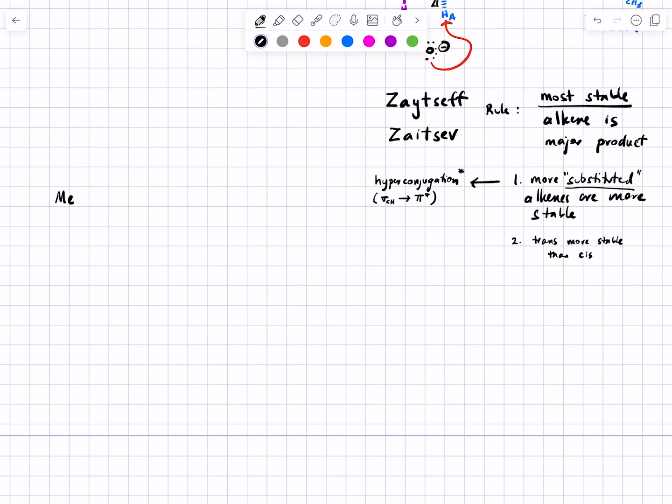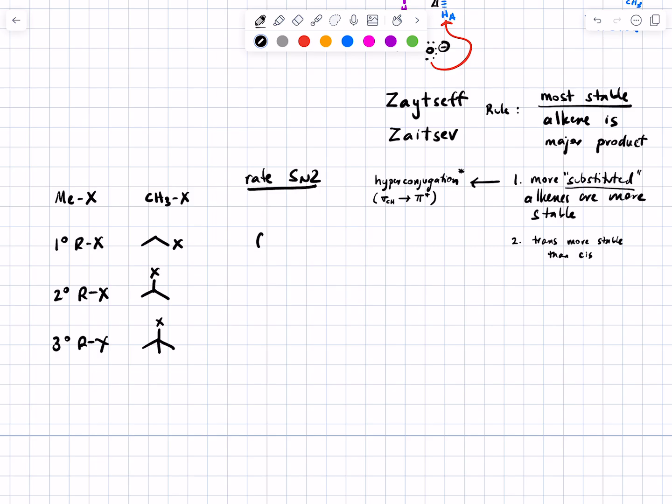So we have basically 4 different kinds of situations where we have a halide leaving group, or a leaving group really of any kind. A methyl leaving group, a primary leaving group, a secondary leaving group, and a tertiary leaving group. And if you want to see what I'm talking about, that would be like this: primary, secondary, tertiary. And we said that the rate of SN2 is fast for primary alkyl halides, wicked fast for methyl halides, not as fast for secondary alkyl halides, maybe slower, and too slow to observe for tertiary alkyl halides.